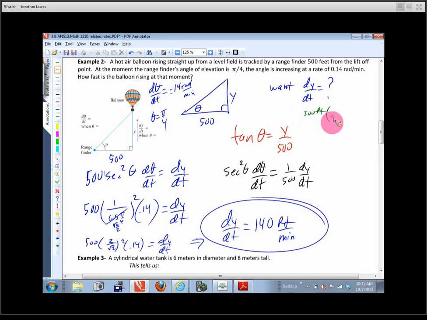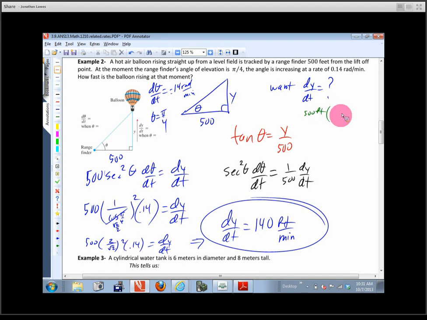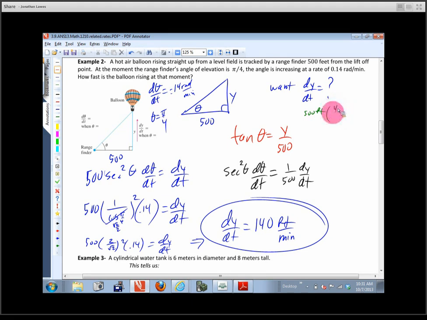Okay. The next one doesn't have units. That's just going to be 4 over 2, right? Once we flip this over. So that's just a 2. And then this one is 0.14. This is radians per minute. Okay. And so the question is, why don't I write feet radians per minute?